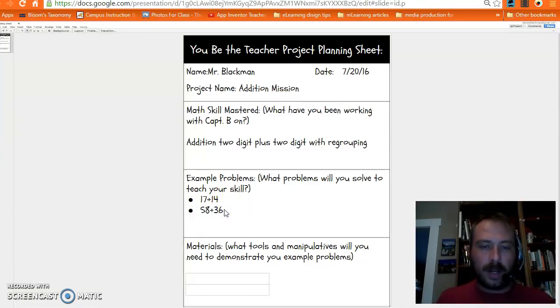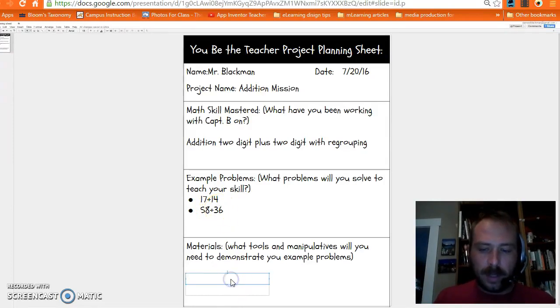And here's another one, 58 plus 36. Well, if I just look at the ones place, my 8, I add 6 to it. I'm going to fill up that 10 frame. I'm going to have 4 left over. So yep, I know I'm going to be doing regrouping here. I know both of these are 2-digit numbers. So those are my example problems.